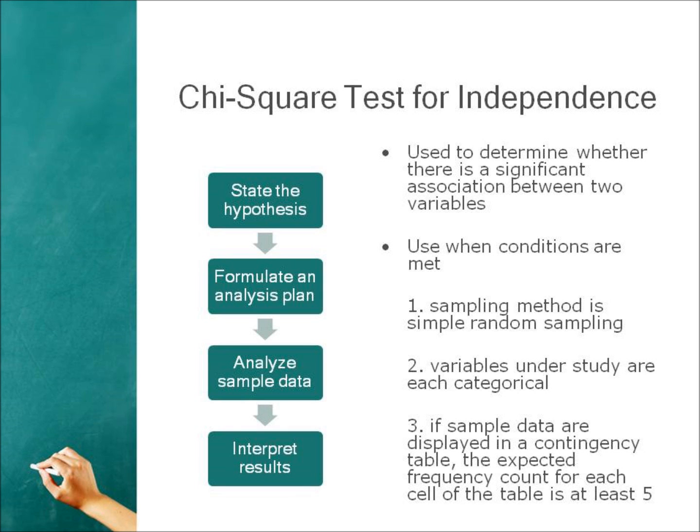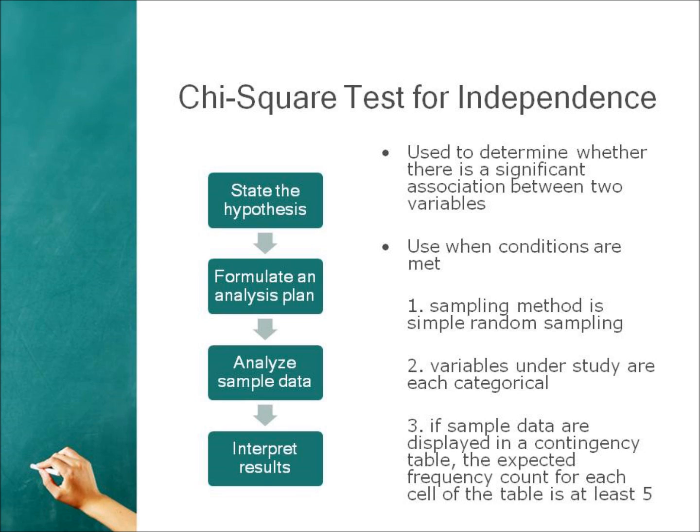The chi-square test for independence is used to determine whether there is a significant association between two variables. The following conditions must be met in order to use a chi-square test for independence. First, the sampling method should be simple random sampling. Second, the variables under study should be categorical. Third, if the sample data are in a contingency table, the expected frequency count for each cell should be at least 5. Remember the rule of thumb.